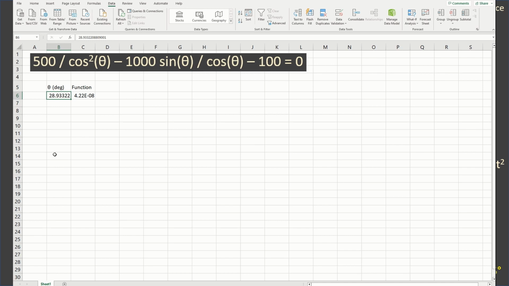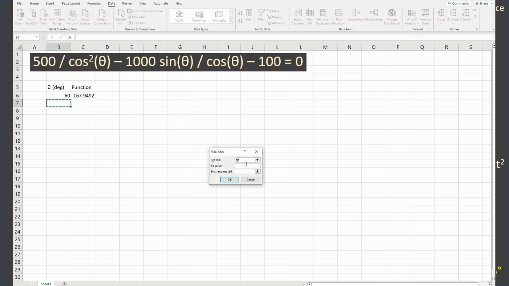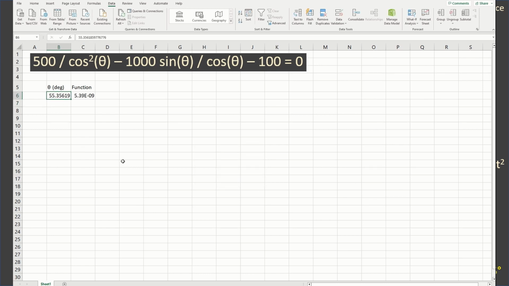We can also type in a different starting angle value. This time we go with an angle greater than 45 degrees, say 60 degrees. The starting value is not that important, as the Goal Seek function will find the final solution for you. Repeat the same Goal Seek process, and we have the second solution of 55.36 degrees.